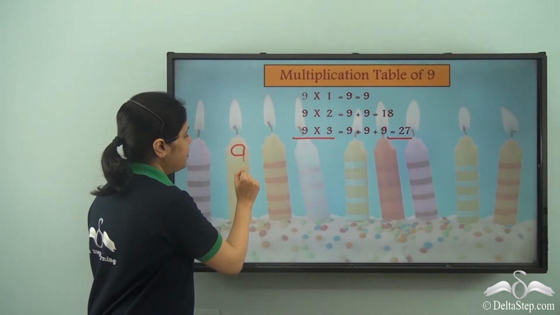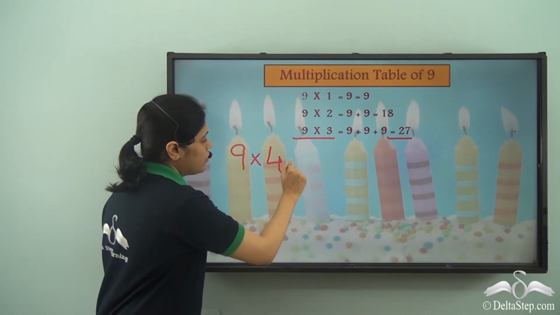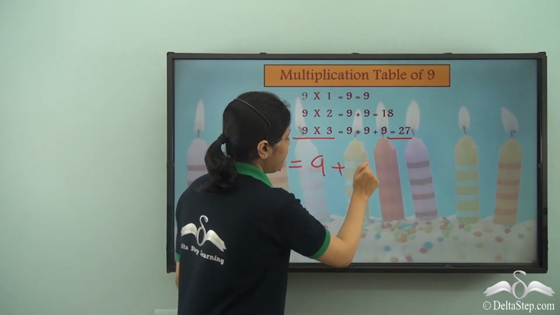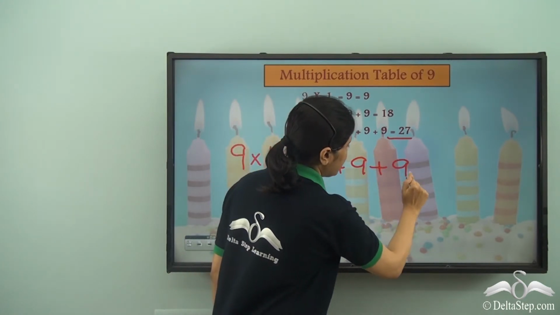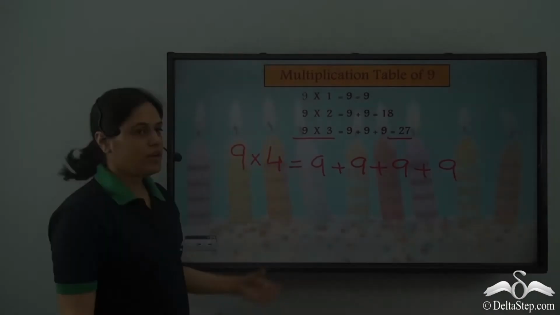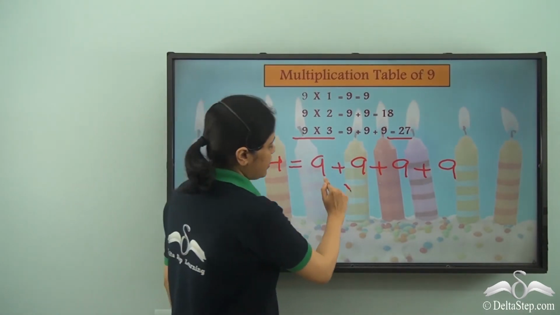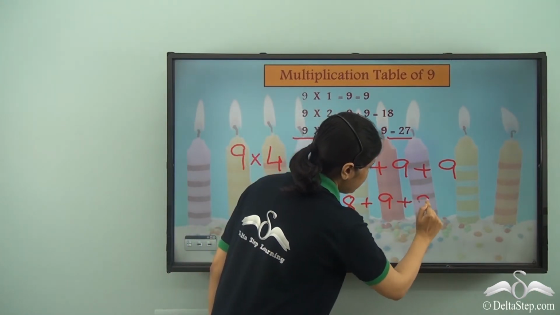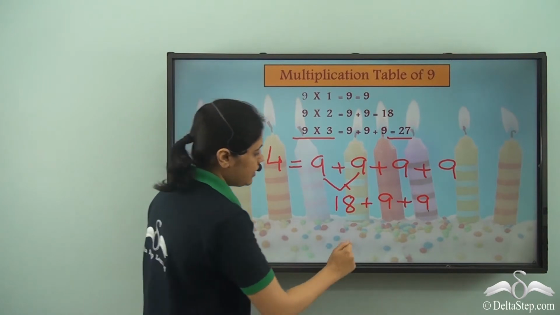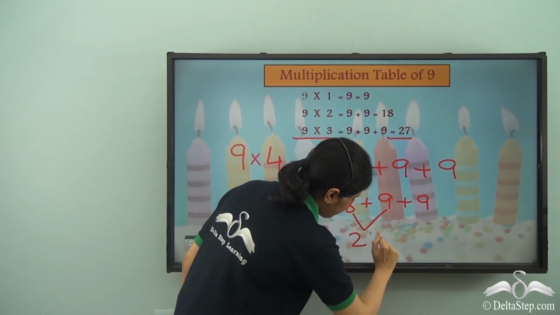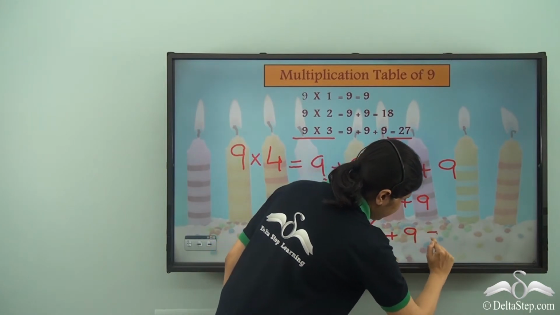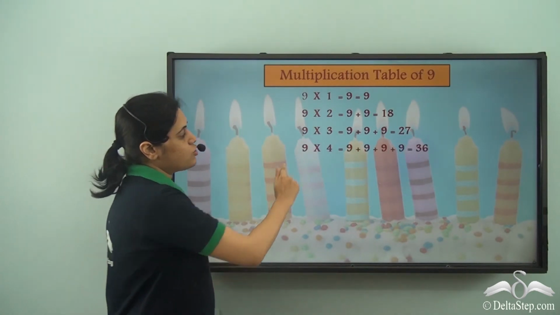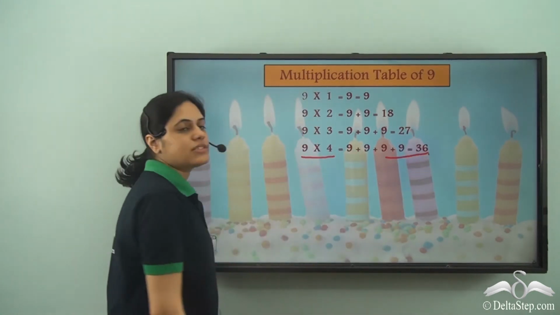Next I have 9 into 4, which is 9 added 4 times. So 9 plus 9 plus 9 plus 9. 9 plus 9 is 18. And I have 2 more 9s to be added. 18 plus 9 is 27. And 27 plus 9 is 36. So 9 into 4 is 36.